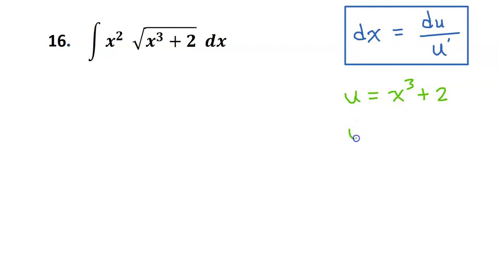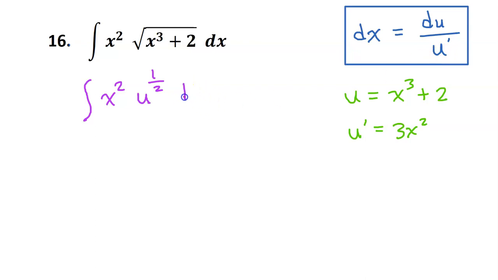Now let's find u prime. U prime is equal to 3x squared. See the x squared? See how there's x squared elsewhere in the problem? That's how you know this is working well so far. Let's go ahead and do the substitution now. So we have the integral. This x squared is still there, but we have the square root of u. And in fact, because I know where this is headed, instead of putting the square root of u, I'm going to put u to the 1/2 power right now. Instead of dx, we will put du over u prime.